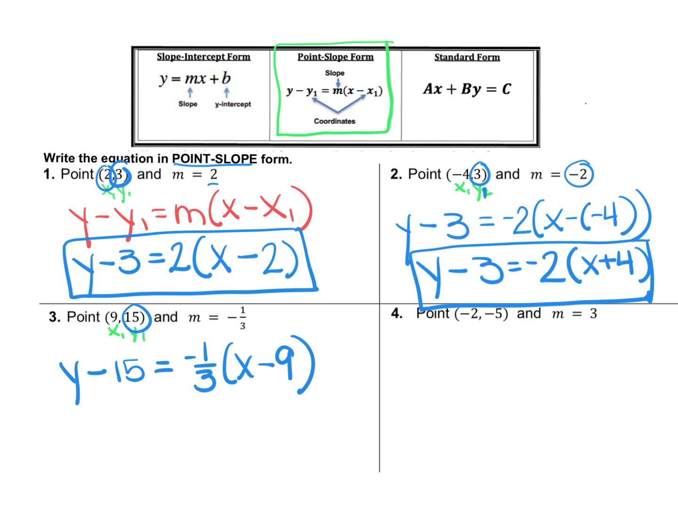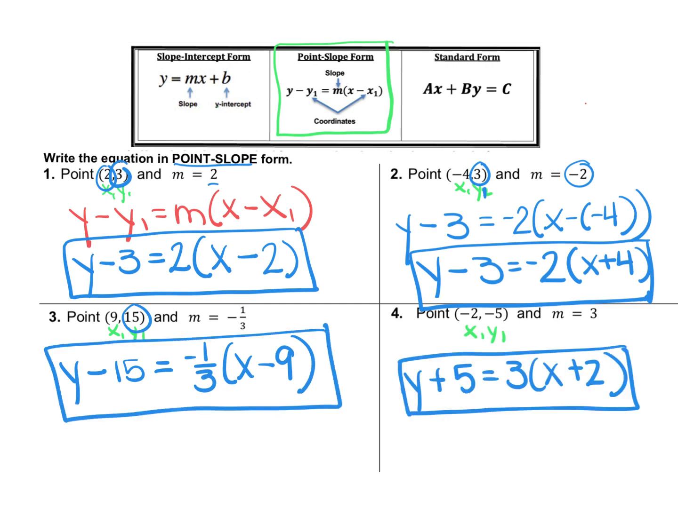I'm going to pause the video, and you go ahead and do number 4, and then resume the video when you've got that done to see if you did it correctly. All right, so hopefully you have y + 5, because it was minus a negative, is equal to 3, the slope, and then (x + 2), because you had minus a negative there as well.